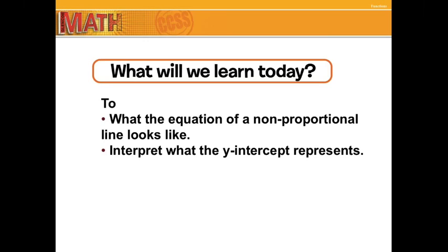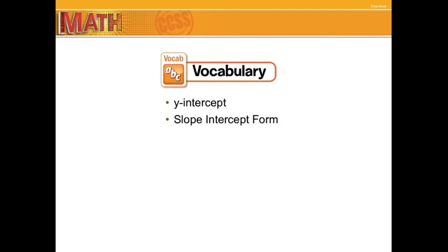With our y equals mx plus b, or our slope-intercept form, the things you're going to learn is what an equation of a non-proportional line looks like, and then you'll be interpreting what the x and y intercept represent. Okay, our vocabulary words are y-intercept and slope-intercept form. This is a new unit, so you want to start a new vocabulary page, but we only have 2 words this time.